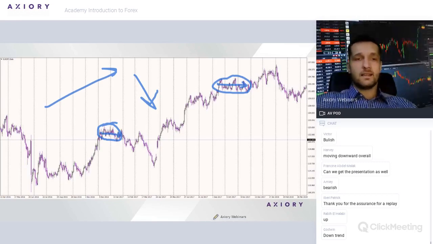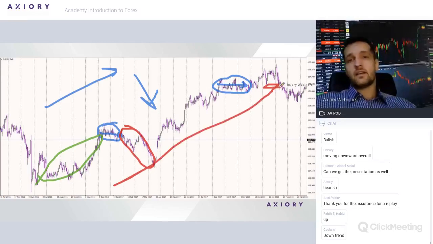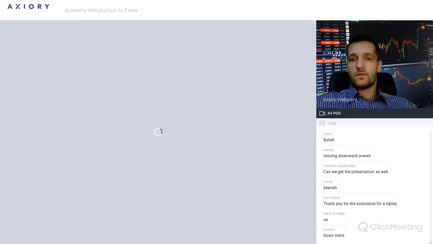We can divide this. So look at this. Here is an uptrend, here is a sideways trend, and here is a downtrend. But this is just a part of a bigger uptrend. This is how price moves.